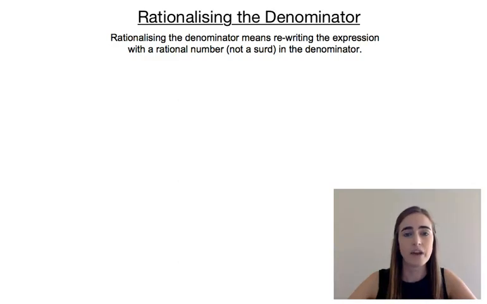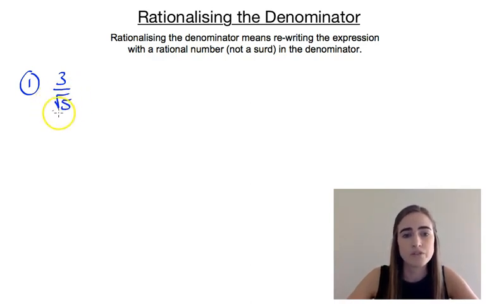In this video, I want to have a look at rationalising the denominator. So rationalising the denominator means rewriting the expression with a rational number, so not a surd, in the denominator. So if we have a look at an example, if we had 3 over root 5, and we want to write that with a rational denominator.